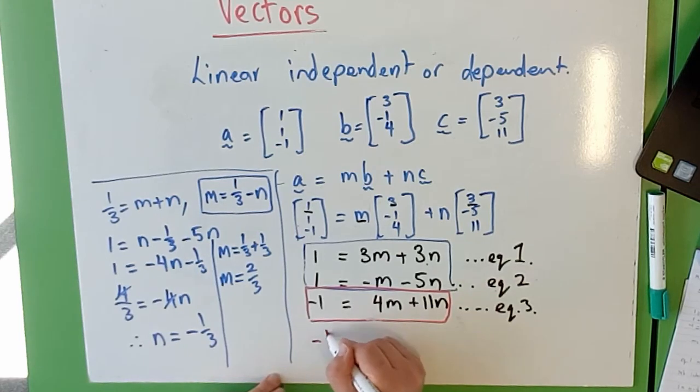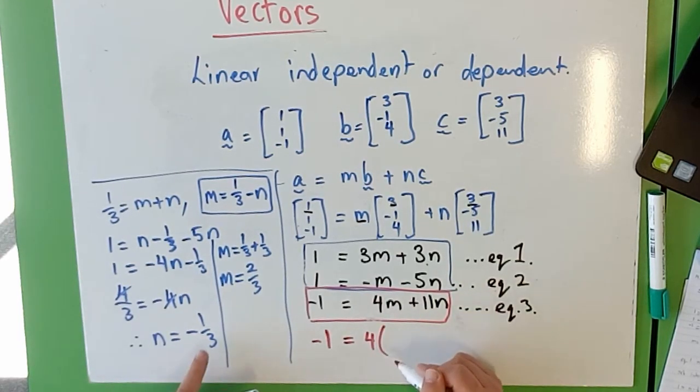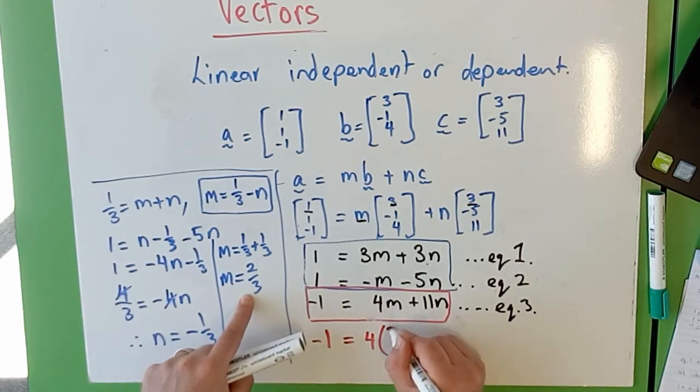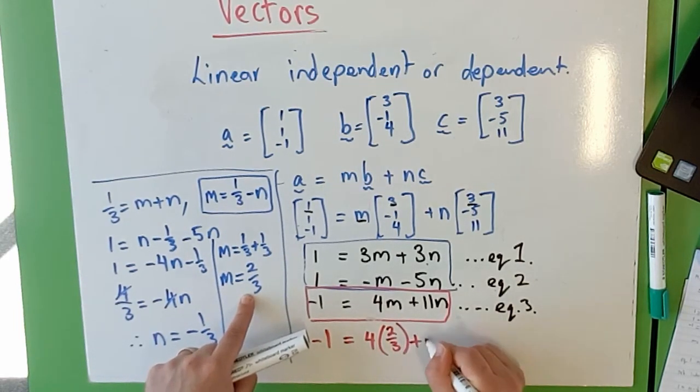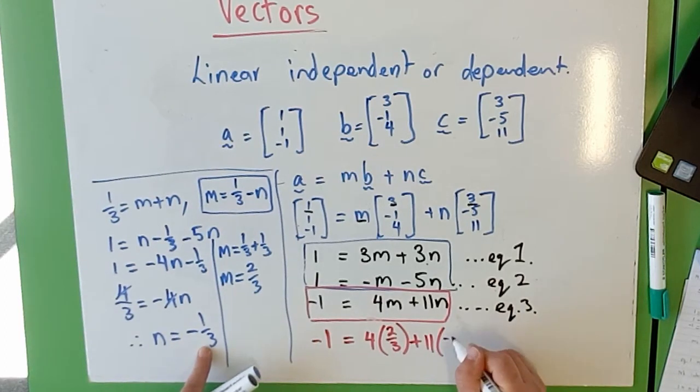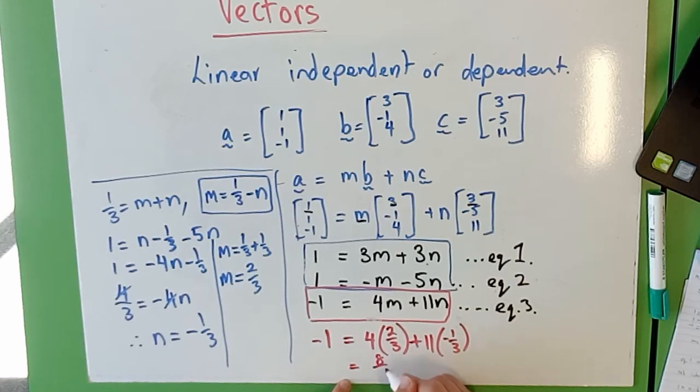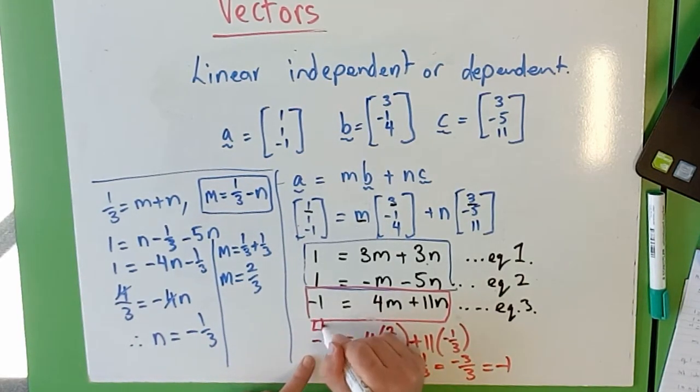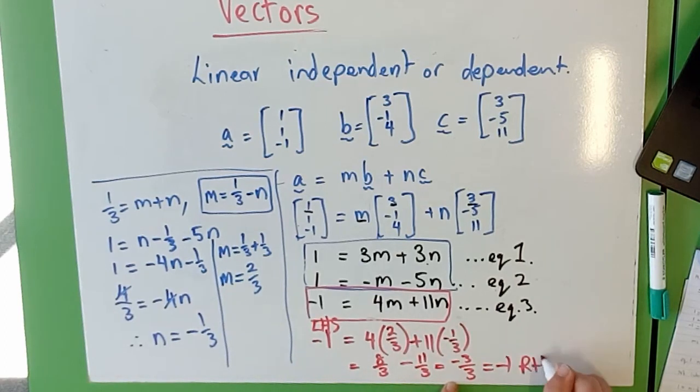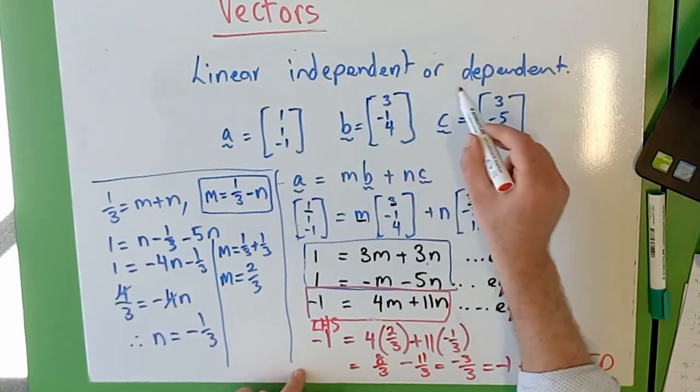So let's try. Negative 1 is the left-hand side. Does that equal 4 times M, which is 2/3, plus 11 times N, which is negative 1/3? So what do I get here? I get 8/3 minus 11/3 equals negative 3/3, which equals negative 1. So the left-hand side is equal to the right-hand side, QED, linearly dependent.